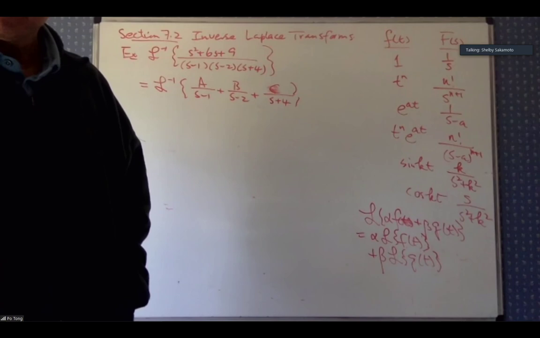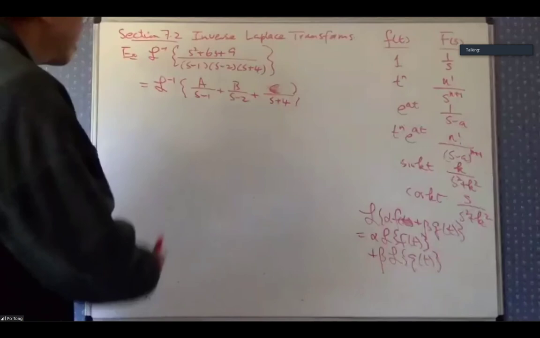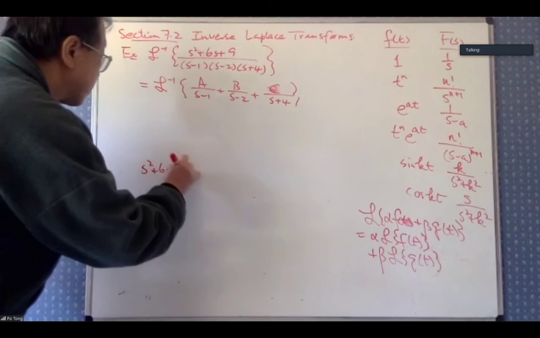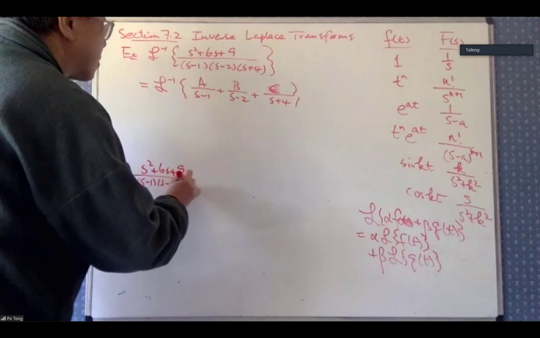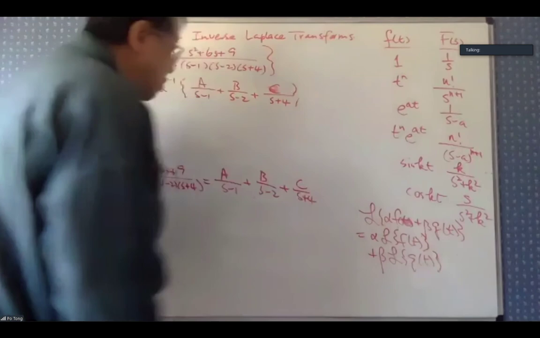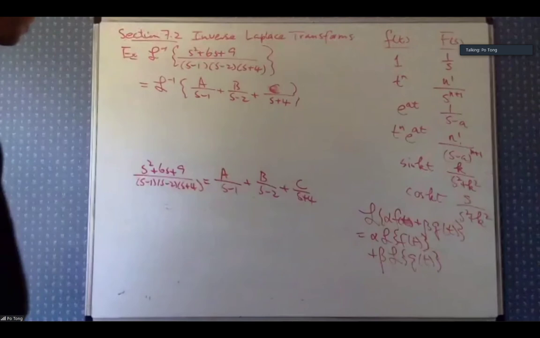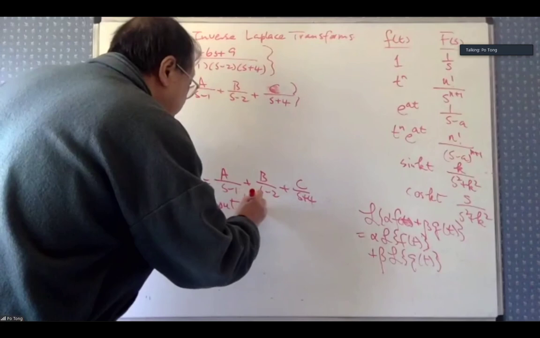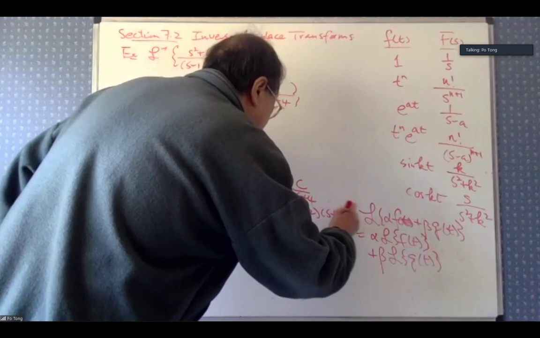Okay, I will do this then. I will do it somewhere here, I guess. The goal is to find A, B, and C, all of them. So you multiply throughout by (s minus 1)(s minus 2)(s plus 4). Then I will end up with this.